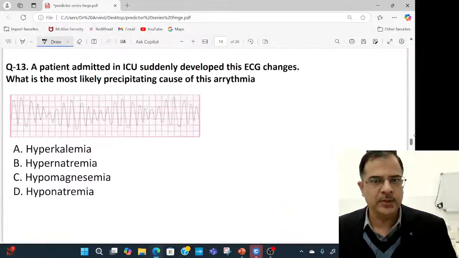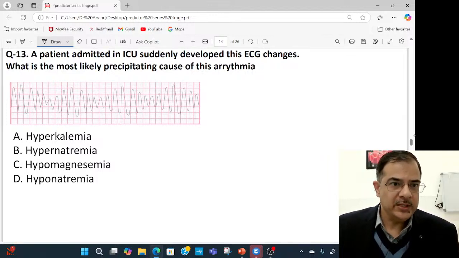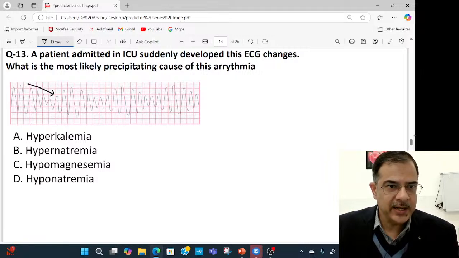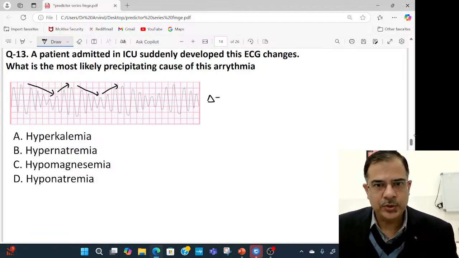Now come to question number 13. Patient is admitted in the ICU, suddenly develops these ECG changes. What is the most likely precipitating cause of this arrhythmia? If you can see this arrhythmia, the QRS complexes are showing a decreasing trend, then increasing trend, decreasing trend, increasing trend. So this is nothing but a diagnosis of torsades de pointes.